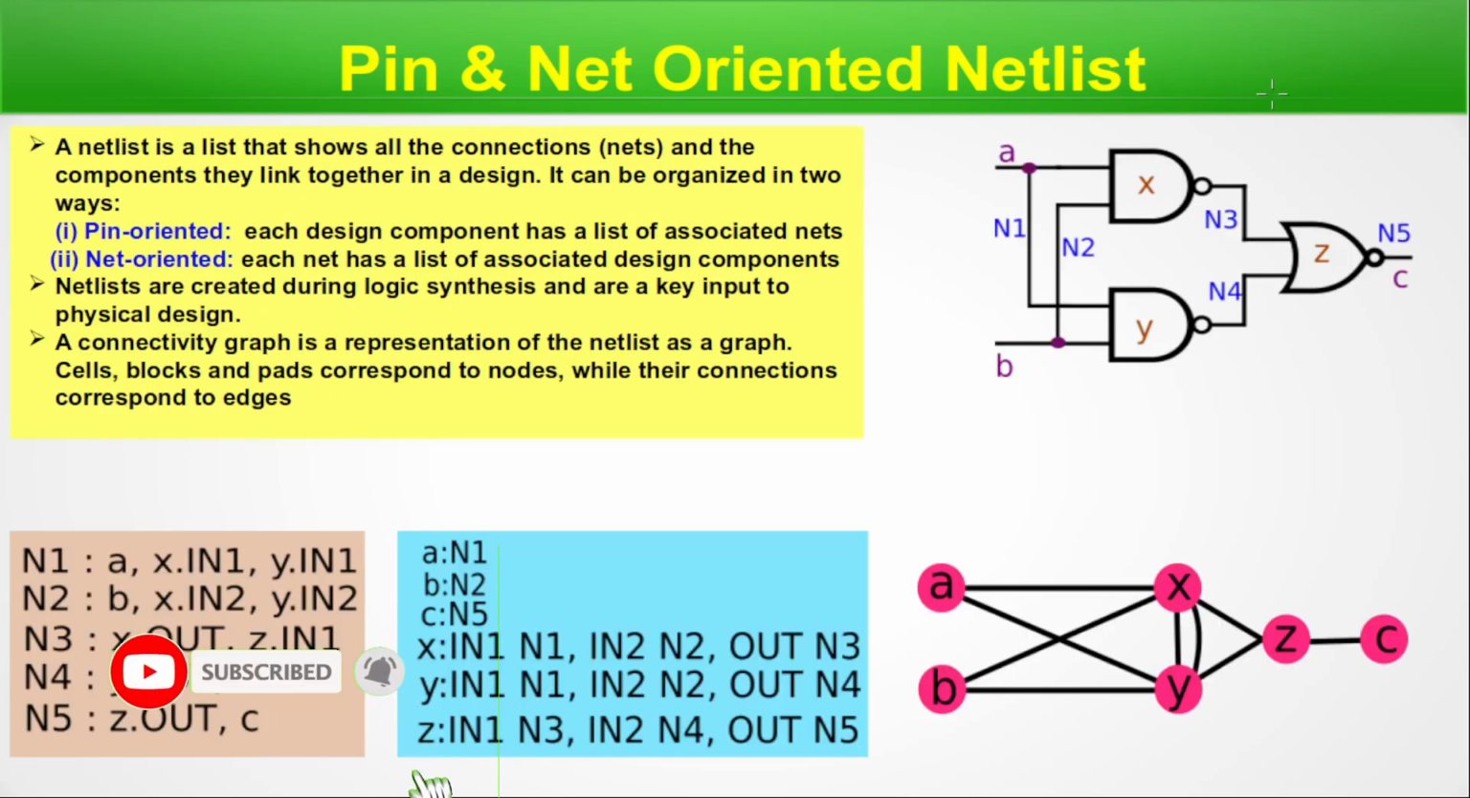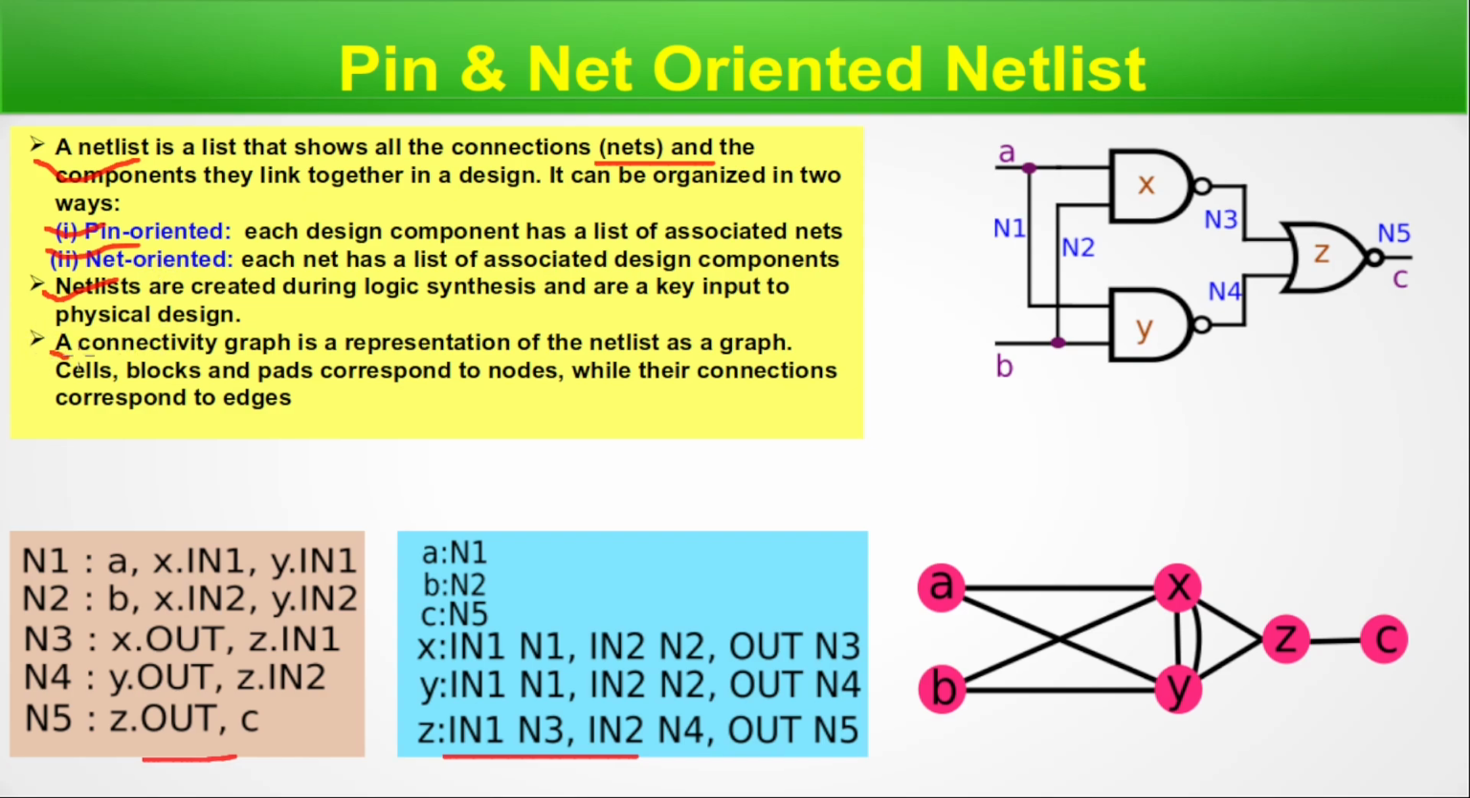Now, pin and net oriented netlist. Everything we are doing, we actually do this partitioning on the netlist. A netlist is a list that shows all the connections on nets and the components they link together in a design. It can be organized in two ways, pin oriented and net oriented. This is the circuit, this is the net oriented description, this is the pin oriented description. Netlists are created during logic synthesis and are a key input to physical design. We already have a series on synthesis and EOSIS. Watch it for better understanding.